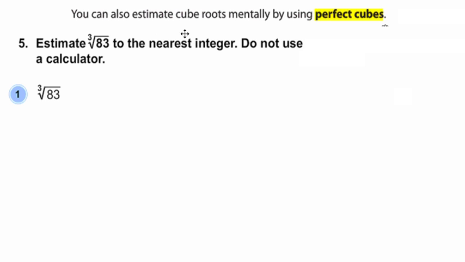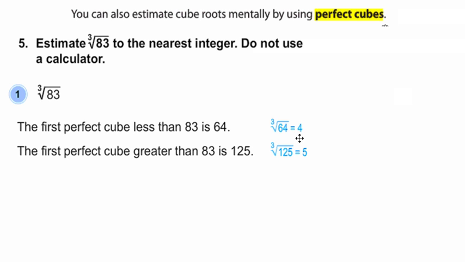You can also estimate cube roots mentally by using perfect cubes. So we're going to do this mentally. We're not going to use a calculator because it tells us not to. Okay, so the cube root of 83. Let's think about what our perfect cubes are. We know that 4 cubed, meaning 4 times 4 times 4, is 64, and 5 cubed is 5 times 5 times 5, which equals 125. So the cube root of 83 is between 4 cubed and 5 cubed.